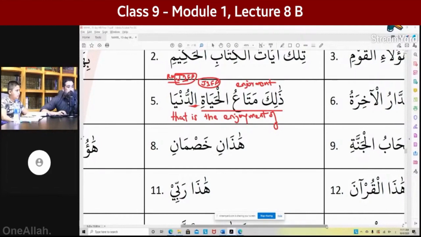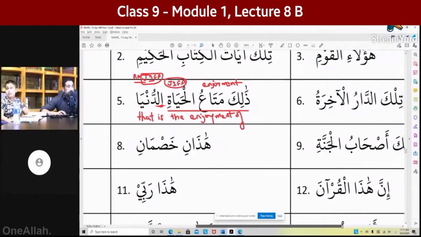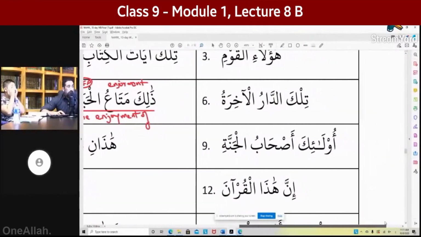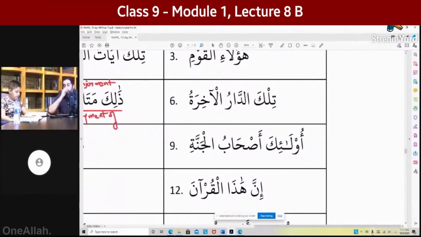We have a more general question about how we know when to look for idafa and when to look for noun and adjective. Good question. You look for mudaf mudaf ilayh as soon as you find light, no alif lam. Start looking the moment you see light.